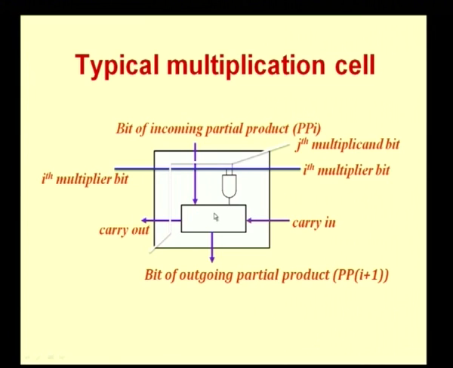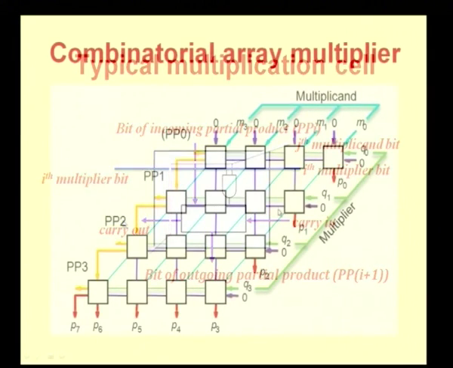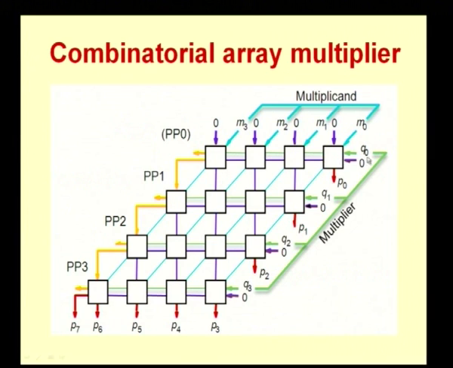We have to add it to the partial product which is coming in from the previous stage, and if there is any carry coming in from the previous stage, that also needs to be added. This will generate an output which will be the outgoing partial product output, and if any carry is to be generated from here, that will go out as the carry from here. So let us just go back here and see what we are talking about.